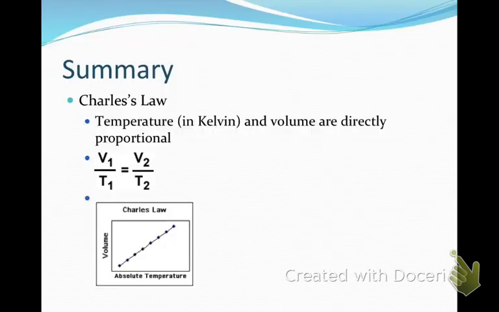Alright, so the summary: Charles' law, temperature in Kelvin, make sure it's in Kelvin, and volume are directly proportional, so your V1 over T1 is equal to V2 over T2, and the diagram below shows what the graph would look like when volume is on the y-axis and temperature is on the x-axis. And it's a very linear relationship that's directly proportional.